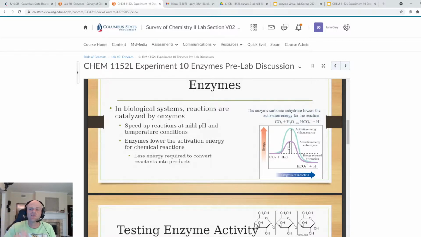It's called lowering the activation energy, and you see this graph here on the side. The one in purple is the one that was catalyzed, and therefore this energy of activation, this little arrow here, is smaller than the energy of activation for the one without the enzyme. Okay?